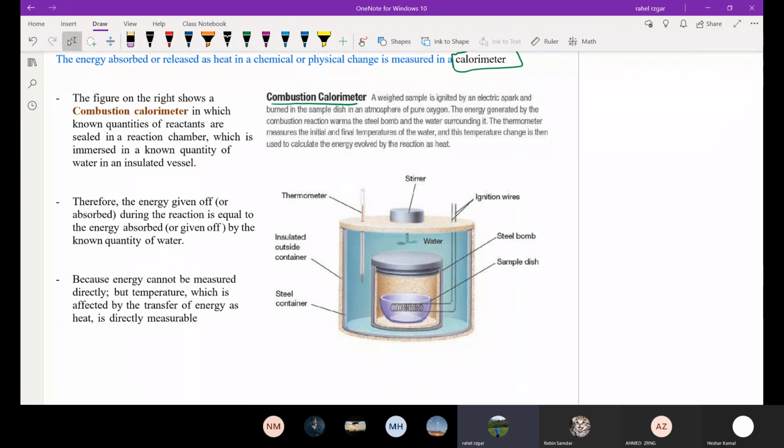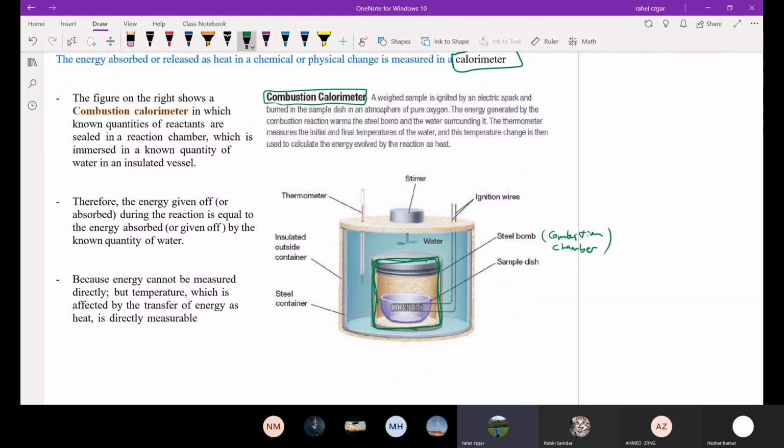From the combustion calorimeter, we have this steel bomb, or steel chamber, the one that I have highlighted by the green part. It is a steel bomb or a combustion chamber. So it's a place where a reaction occurs. What kind of calorimeter are we talking about? A combustion calorimeter. For what reaction is it important? For combustion reaction, so for burning.